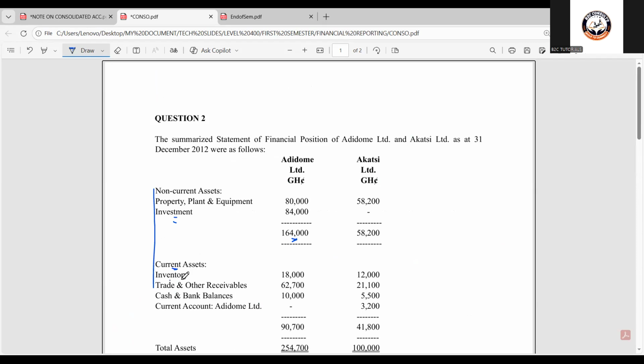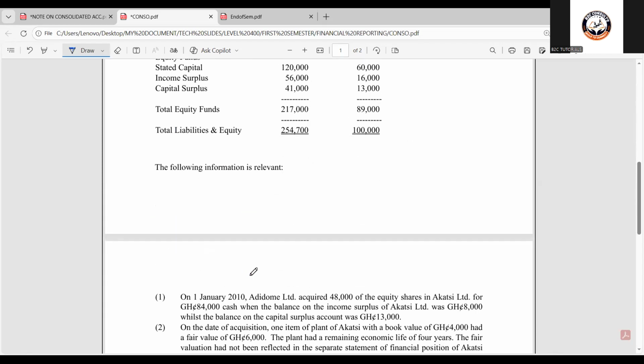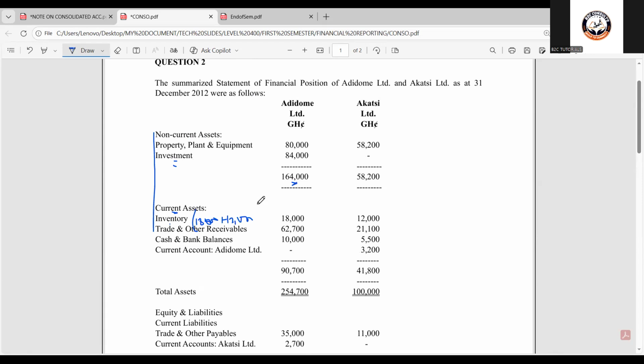asset. Then you pick inventory, then you open brackets, inventory, then you have 18,000 plus 12,000. Then you leave the rest. Now, the rest will come as a result of reading the adjustment, that is the additional information, before you can now know that, okay, this is what I'll be doing on each of the accounts. Now, after you have copied everything on the first page, you can flip behind your answer booklet and do your workings. So you concentrate on the workings. When you are done, that is when you feed the main page with the responses that you are going to get from your workings. Is that clear?